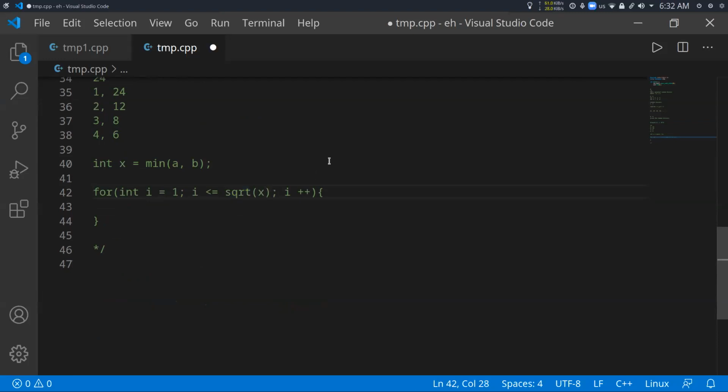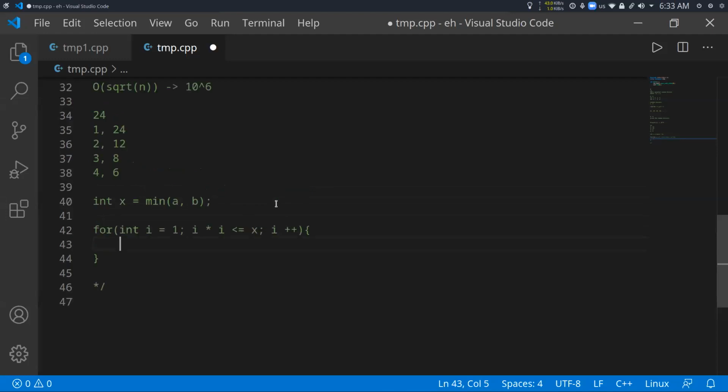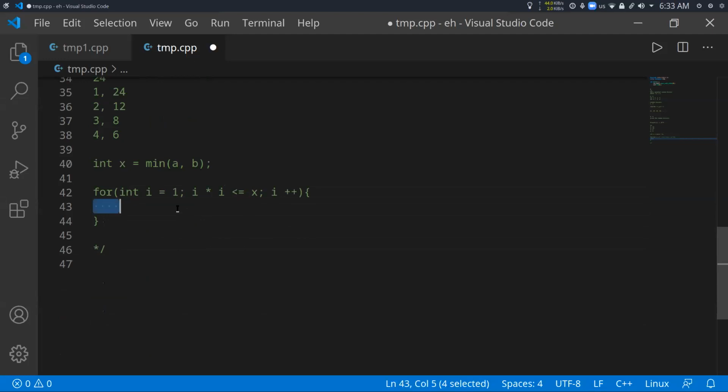So we'll multiply both sides by square root of x. This will be x, and this will be i. So i times i is more than or equal to x. We are not adding any extra operations, so this is constant time. We're not calculating the square root. So we will loop until only i times i is more than or equal to x. That's it. If i reaches square root of x, then we'll get out. And then we'll check if i is a divisor for a and b.